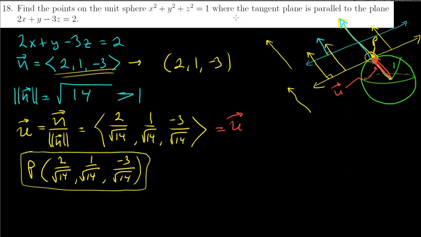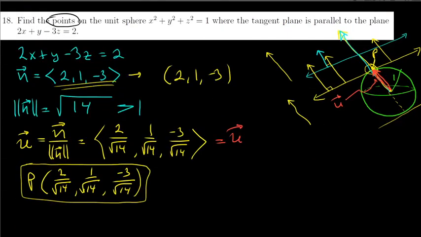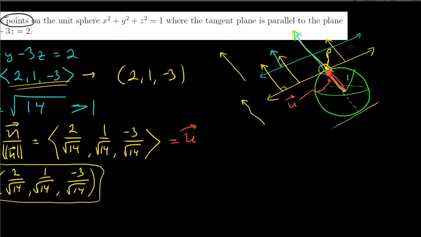Find the points on the unit sphere where the tangent plane is parallel to the given plane. Now, it does say points, so we're not done yet. There are actually 2 points here. Which one did I miss? I missed the one on the opposite side. There's also this tangent plane here that's also parallel to the given plane. So we need this point here.